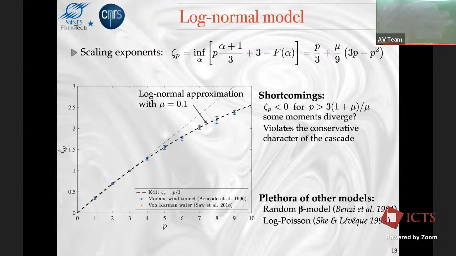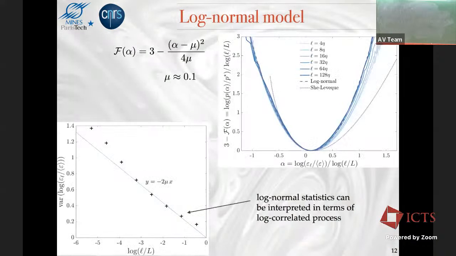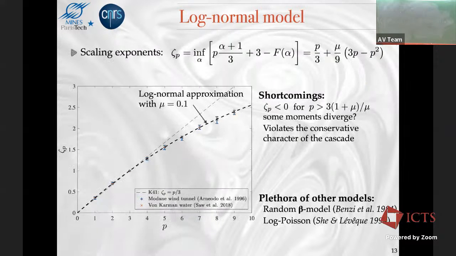Yes, mu was the parameter that characterized this f of alpha function. Mu is the intermittency parameter. Basically mu is this thing here, the only parameter that we have in our log normal. And here the value that was best fitting the data is mu equal to 0.1. And now here again, these are the scaling exponents, the same figure as before. So the Kolmogorov 1941 prediction, and now the dashed line here.